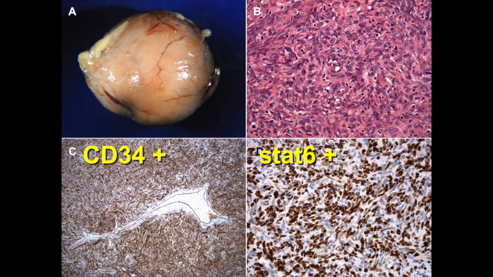Here's a well-circumscribed solitary fibrous tumor. They can have sort of a storiform appearance to them. They also may have a hemangiopericytomatous pattern of blood vessels with staghorn-like vessels. They are immunoreactive for CD34, but the stain of choice, the pathognomonic stain, is STAT6, a nuclear stain.